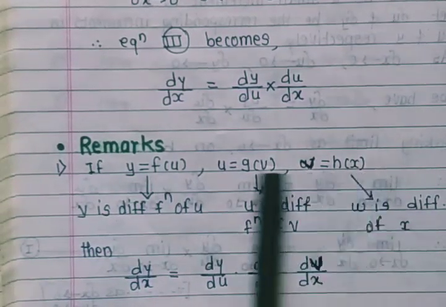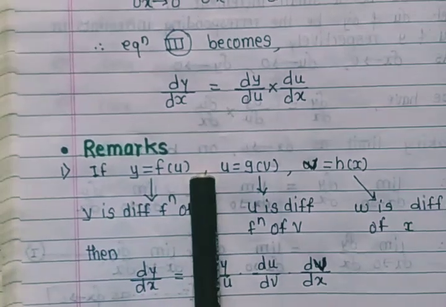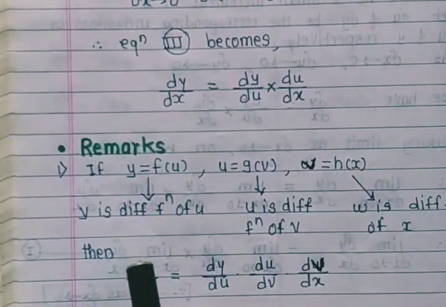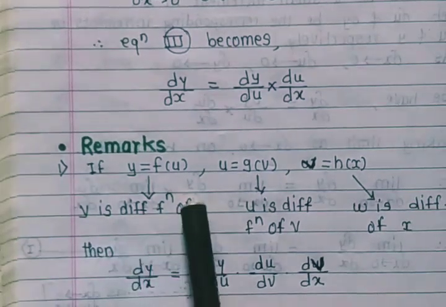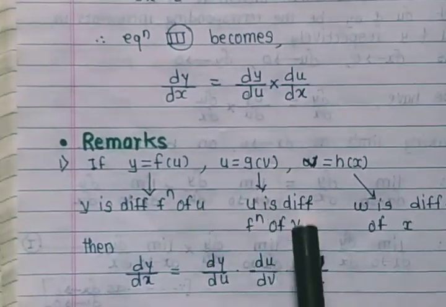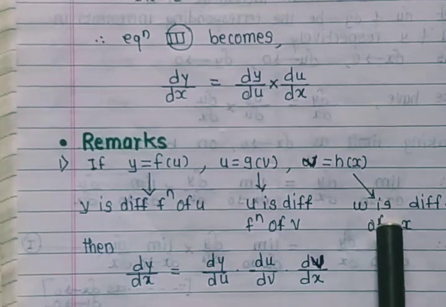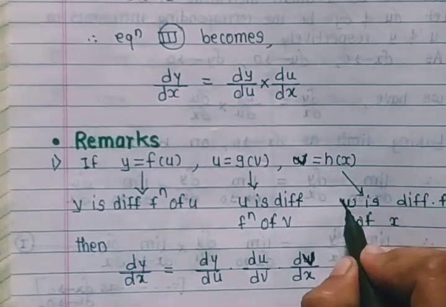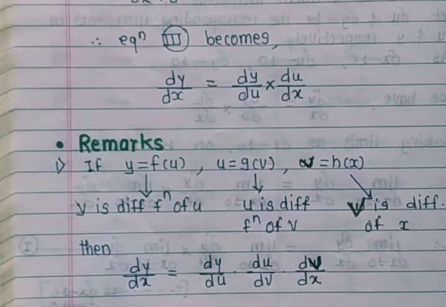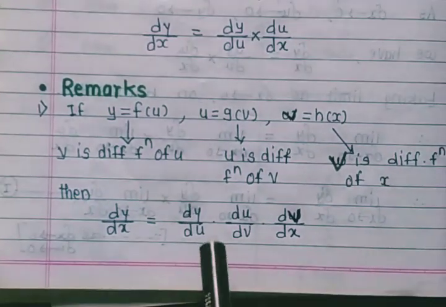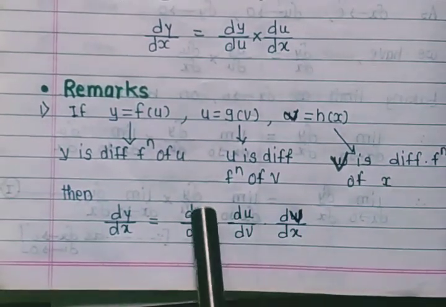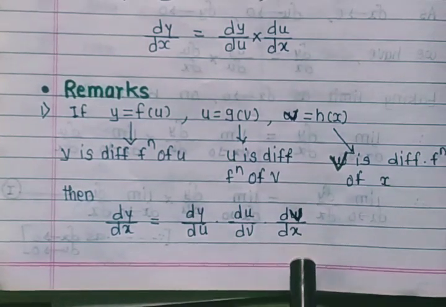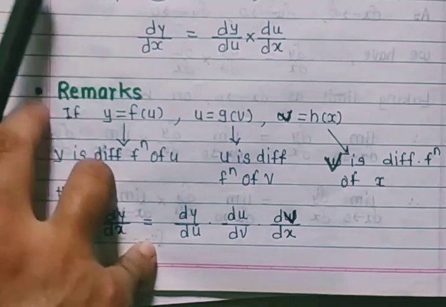Consider here again a chain of functions. If y equal to f of u, u equal to g of v, v equal to h of x. Y is a differentiable function of u, u is a differentiable function of v, and v is a differentiable function of x. So by using chain rule, dy by dx is equal to dy by du into du by dv into dv by dx. This is the chain rule.